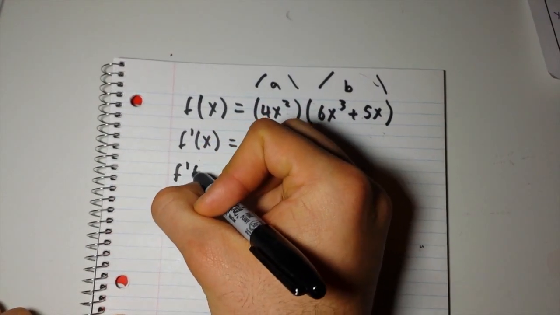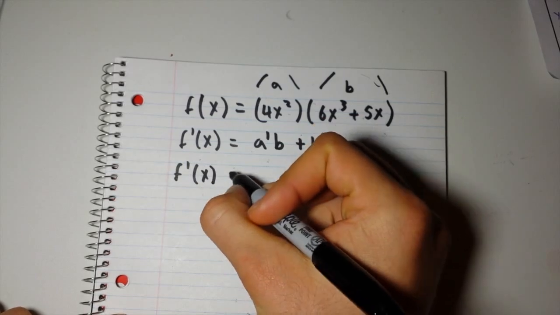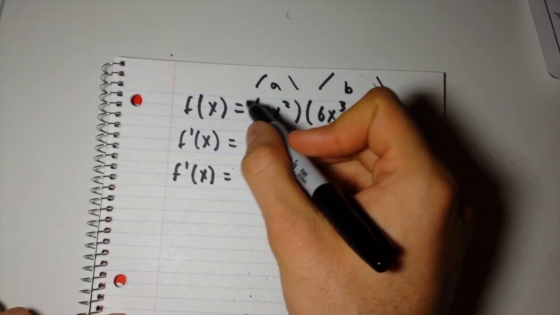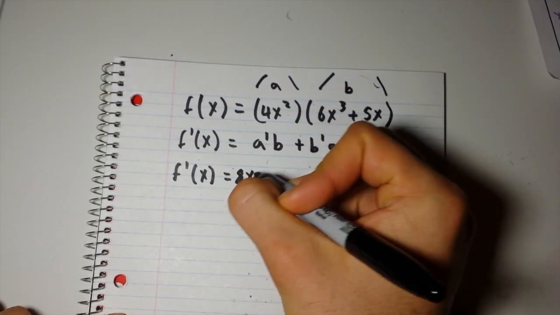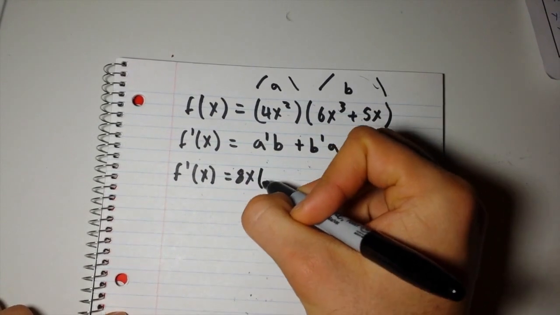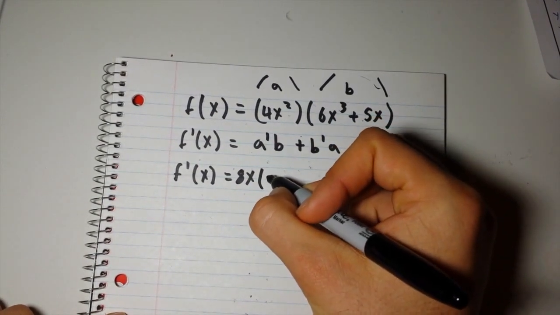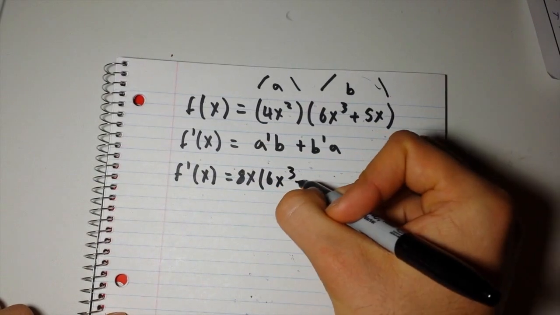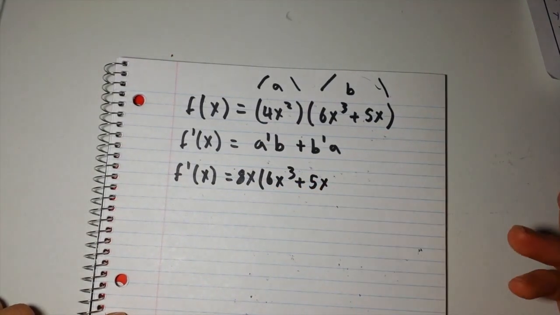So f prime here, I'll just do this very quickly, just so you guys just get a little rehearsal. So the prime of this will be 8x times b here, which will be 6x cubed plus 5x. Can you guys still see that? Yeah, that's fine.